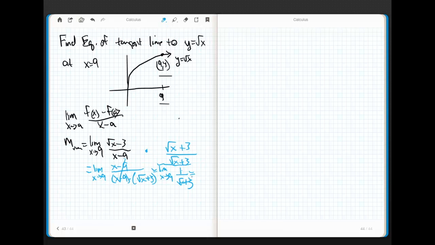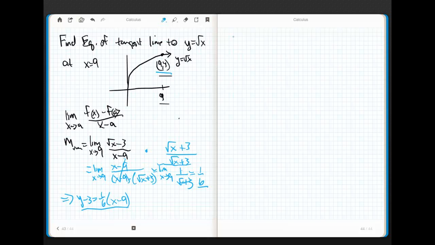Plug it in. Square root of 9 is 3. 3 plus 3 is 6. Guess what? Check this out. I'm done. I've got a point right here. I've got a slope right here. It looks like y minus 3 equals 1/6 times x minus 9. If I ask you to put this into slope-intercept form, or if I ask you to graph it, then you need to solve for y. But if I don't, I'm done. Ding, ding, ding. Nothing to it.